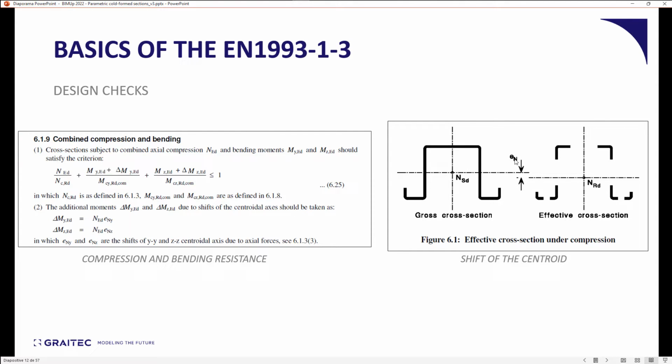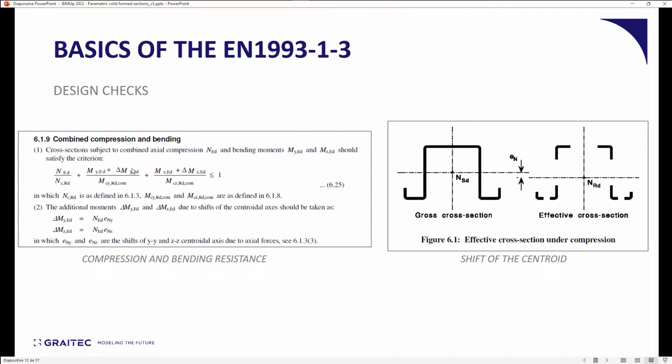Because as we said, you start with a gross section, but the section you consider for design is the effective one, and because you lost some part of the section, it's causing a new position of the centroid of the section. So the axial force that is applied initially is now applied with an offset to the centroid, and this offset will bring you some additional moments.